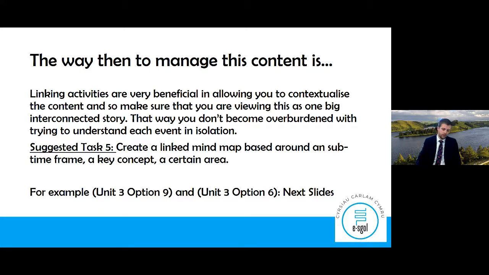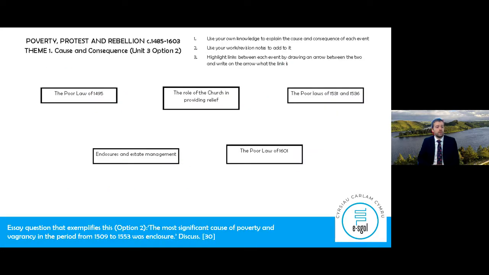And the two examples I've created for this are as follows. In terms of poverty, protest, and rebellion, you could look at all the elements in that theme 1: cause and consequence, the poor law, the role of the church, later poor laws, enclosures and estate management, and the poor law of 1601. Space them out as you've got them here.